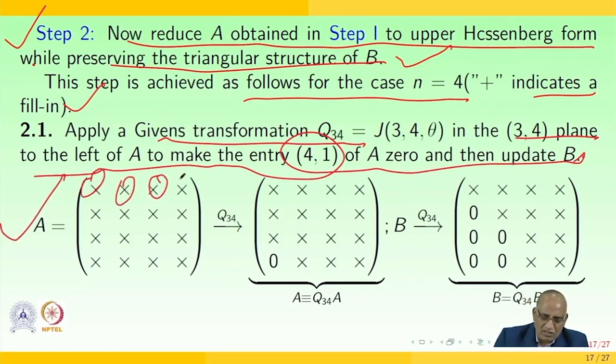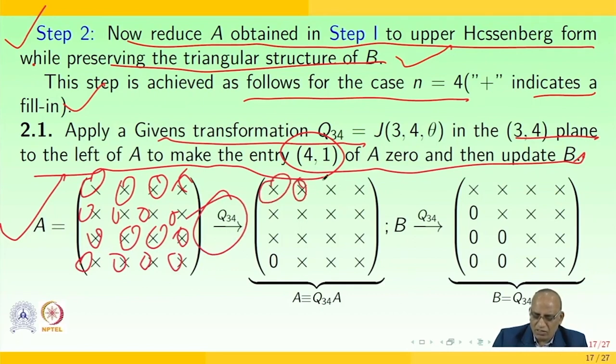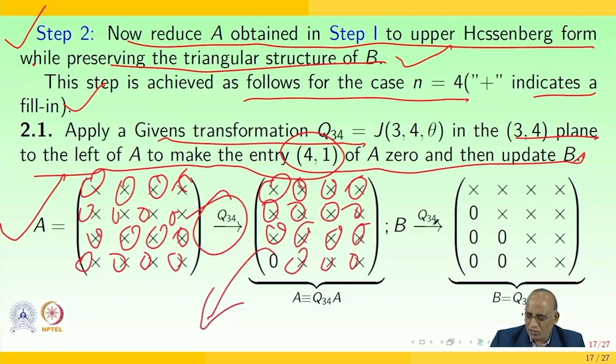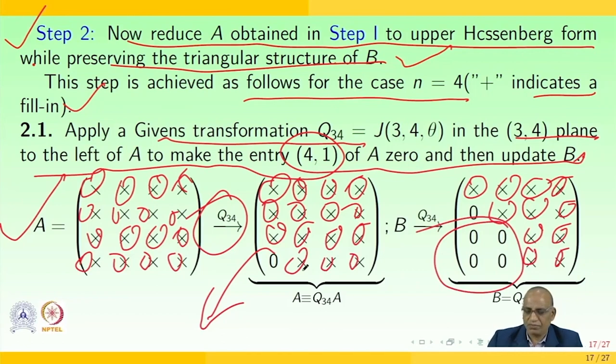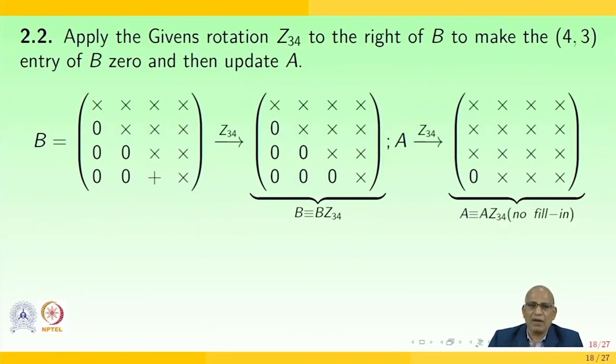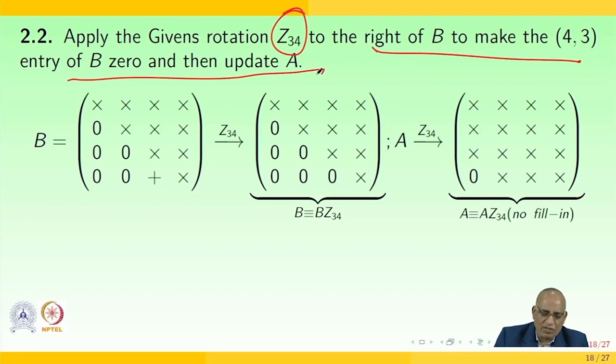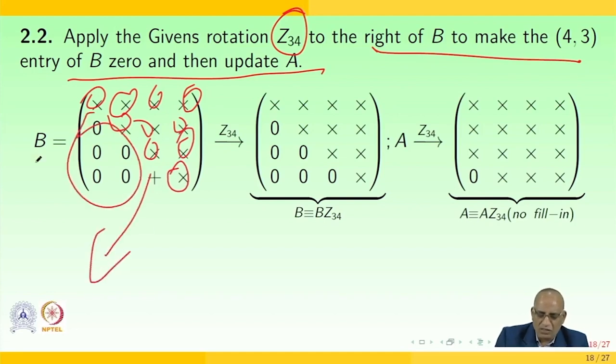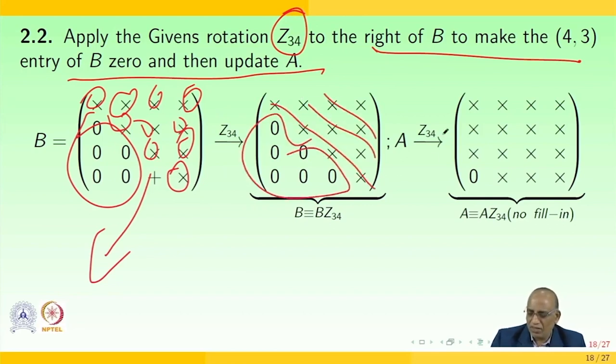So you will have non-zero entries all over, and Q34 you are applying. This is a zero entry, and when you apply Q34 over here, you will have non-zero entries, and these are all zeros. Then apply the Givens rotation Z34 to the right of the matrix B to make the entry B 4, 3 zero, and then update the values of B. So you get these as non-zeros. These are all zeros, and you apply Z34, so these are all non-zeros. Essentially this much you get zero, and when you apply Z34, all are non-zeros and this is a zero element.